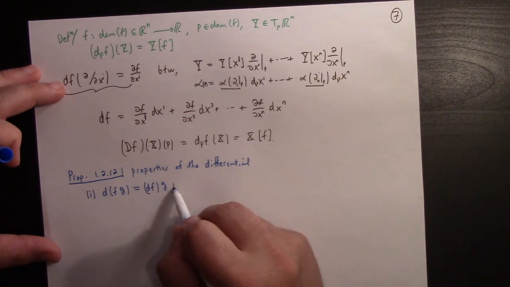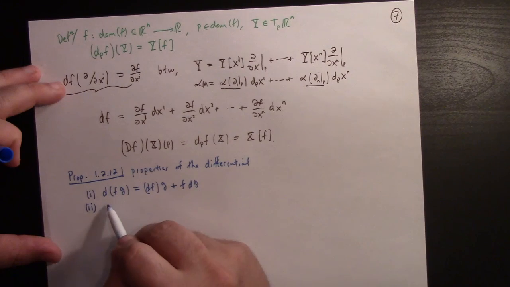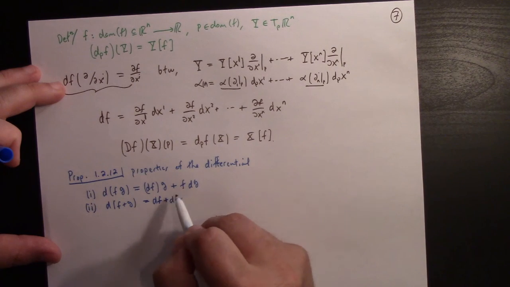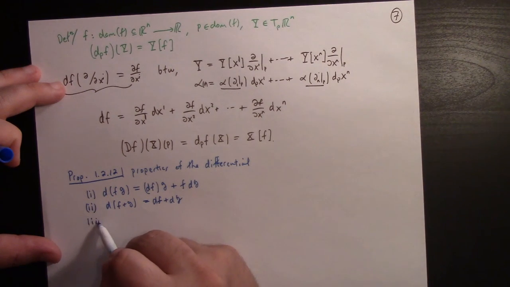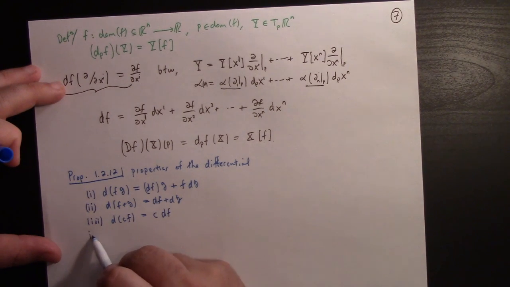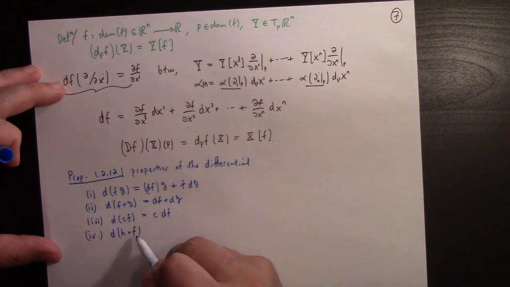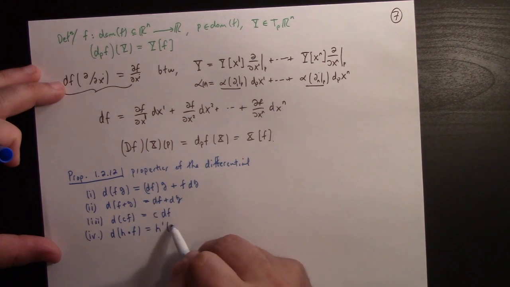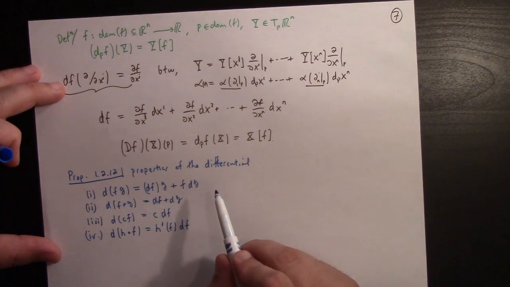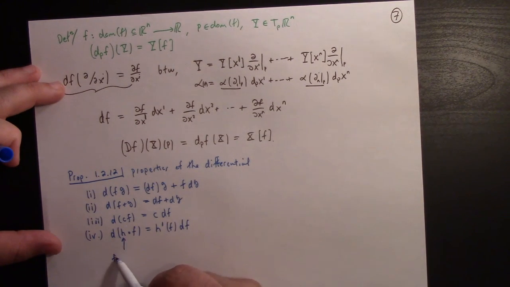So you have the product rule. You have additivity: d of f plus g is df plus dg. You can pull a constant out. You have homogeneity: d of c times f is equal to c times df. And then the one I'll prove, you have the composite. If I have h composed with f, then that's equal to h prime of f times df. Now here, f and g are functions from Rn to R, but this h is a function on R.